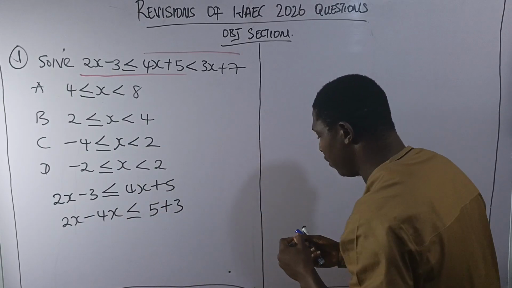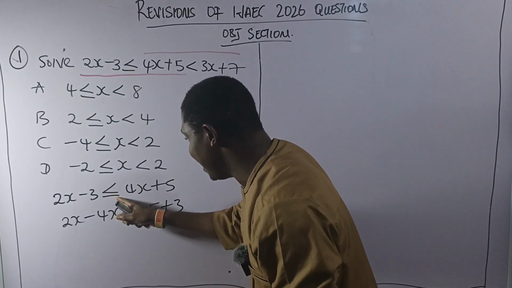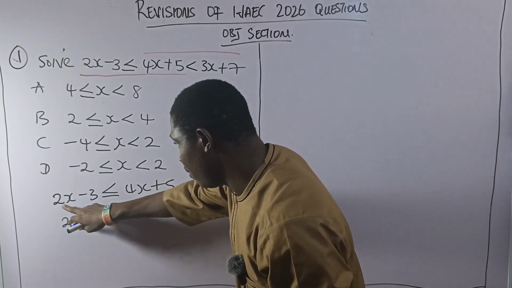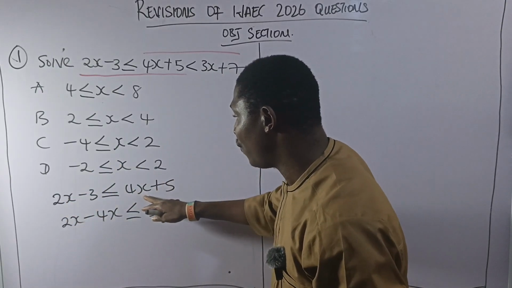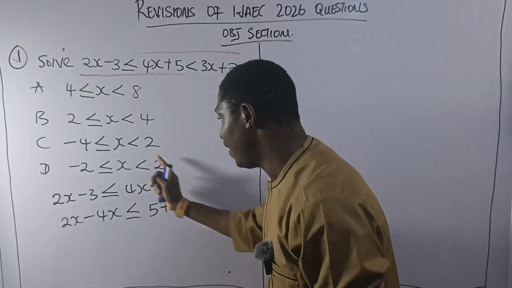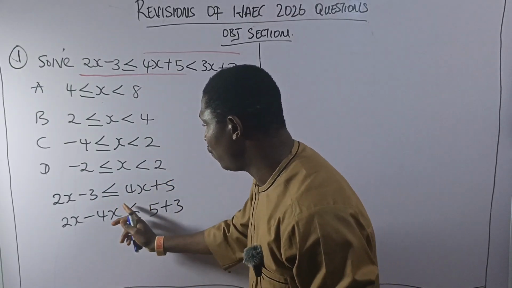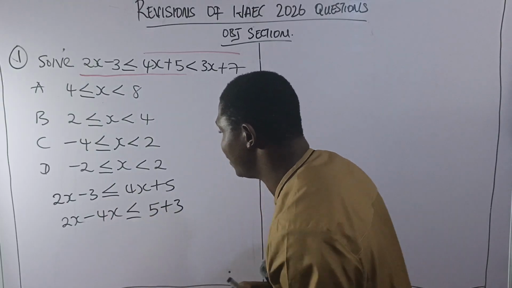Remember, if this was an equality sign, which is the equal to sign commonly known, I can simply bring my 2x to the other side so that my value of x will be positive, and bring my plus 5 to the other side to become negative. But for inequality, it's better you move all the unknowns to the left hand side.